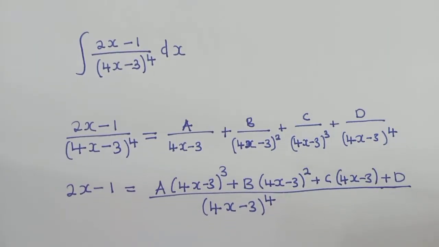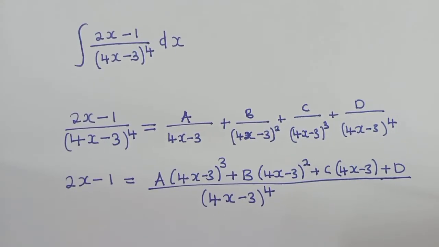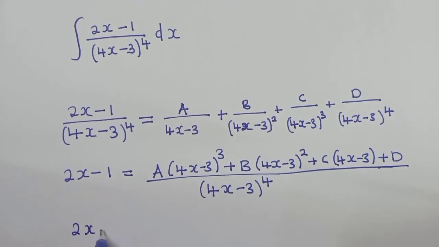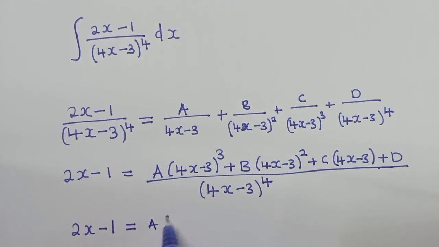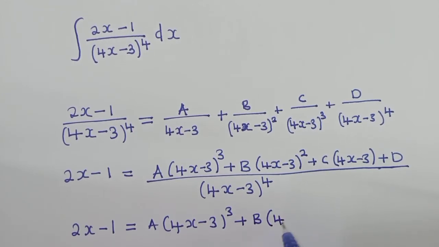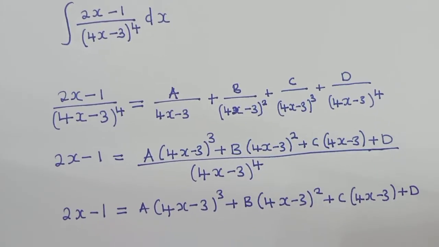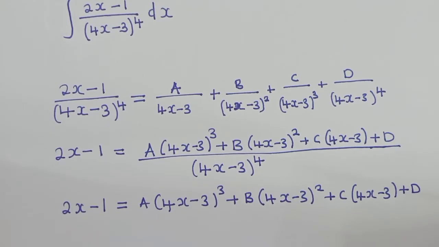All right, so at this point, we can now forget about the denominator, okay? So we just say 2x minus 1 is equal to A, okay? We just copy what is on top. Forget about the denominator, just copy what is on top. So this is what we have right here. All right, so now it's an issue of getting rid of the brackets, okay? So before we get rid of the brackets, we get rid of this power and this power.